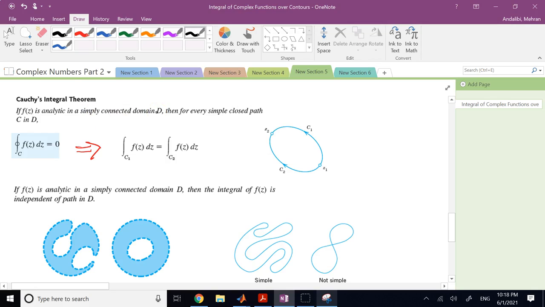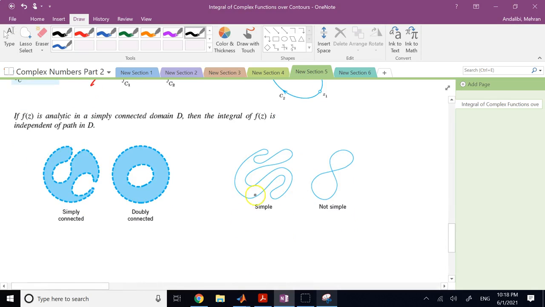Now, what does simply connected mean? A simple contour, if somebody asks what is a simple contour, means at no point the contour is intersecting or touching itself. Whenever the contour is touching or intersecting itself, it's not a simple contour anymore. If it keeps the distance from the rest of the points, then it is simple. Now, simply connected means if you shade the area that is enclosed by this simple contour, you will only get one inside and one outside, okay?